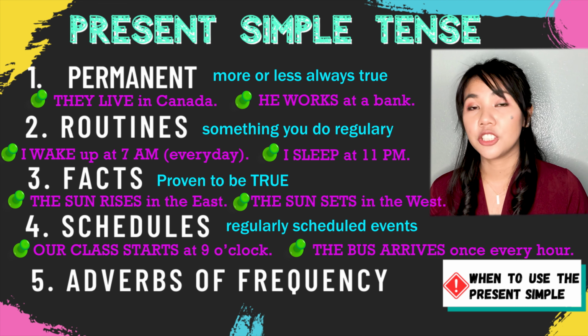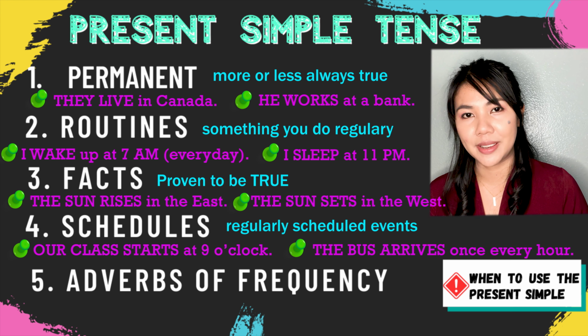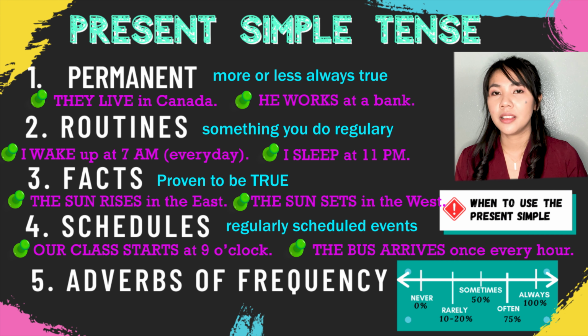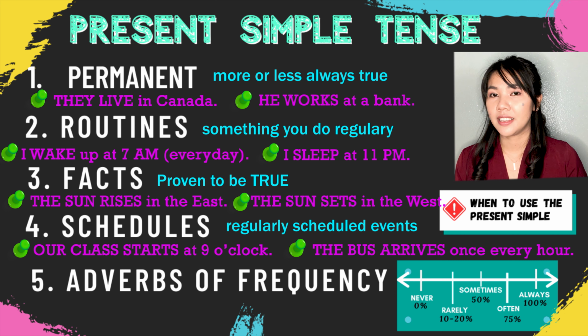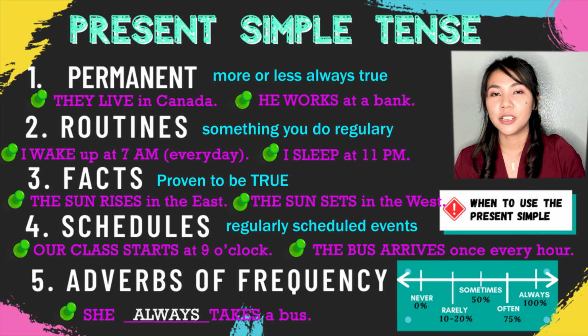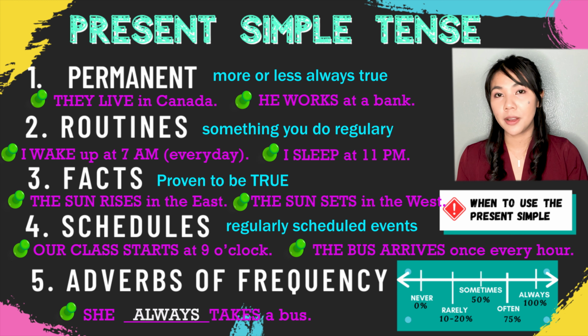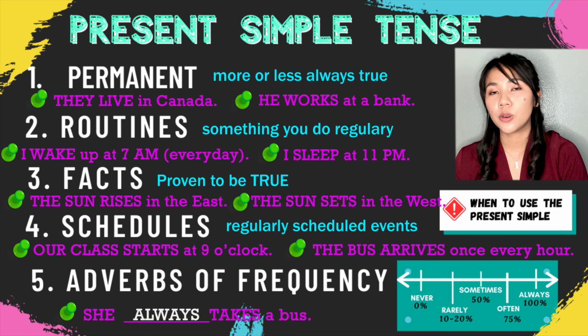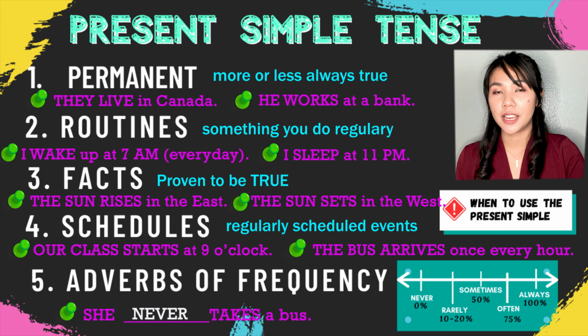Now let's look at another situation. There are some words in English that describe how often something is happening, and we call them adverbs of frequency. These are never, rarely, sometimes, often, and always. Let's look at our example. She always takes a bus. So always is a word that tells us how often something happens. How often does she take a bus? Always. All of these words are just like that. If always is 100% of the time, we have the other word never, which means 0%. It never happens at all. So we can say, she never takes a bus.